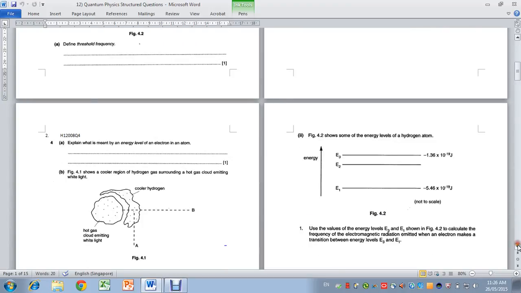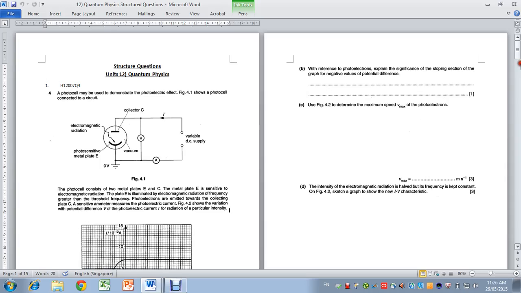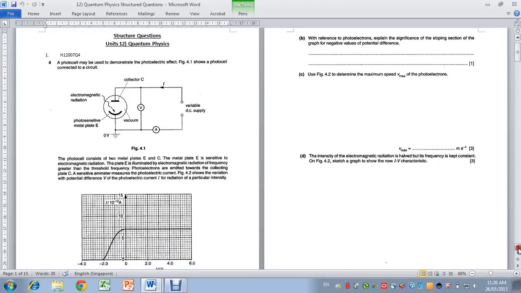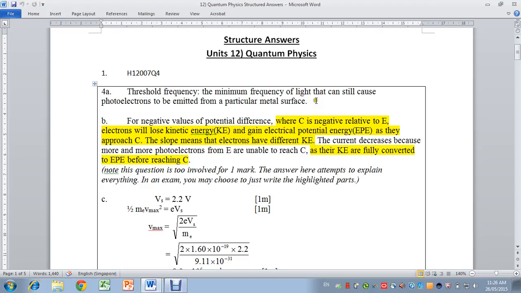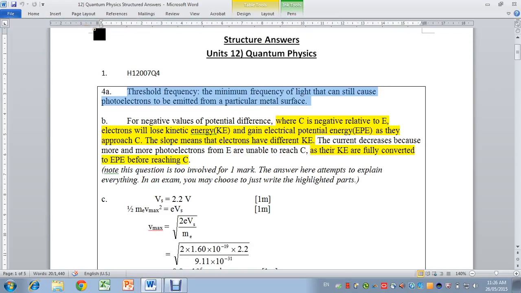So the first question they ask is: define the threshold frequency. This is bookwork. The threshold frequency is the minimum frequency of light that can cause photoelectrons to be emitted from a particular metal surface. So note that the threshold frequency always corresponds to a particular metal surface. Different metal surfaces will have different threshold frequencies. So this is question number 4A, pretty easy.